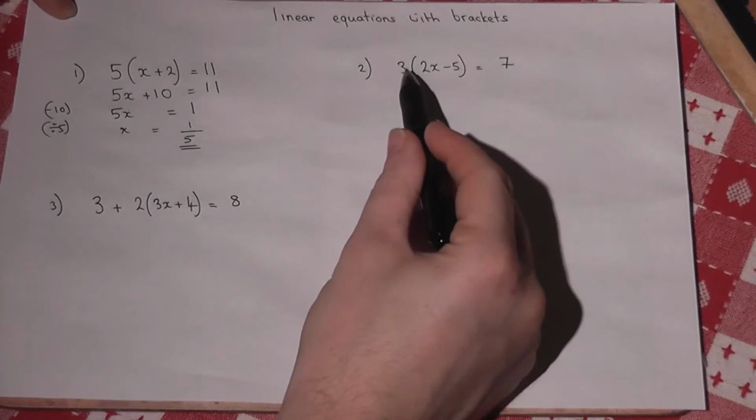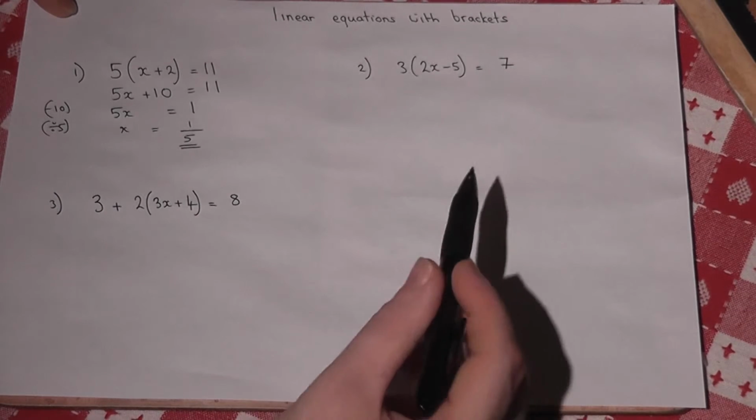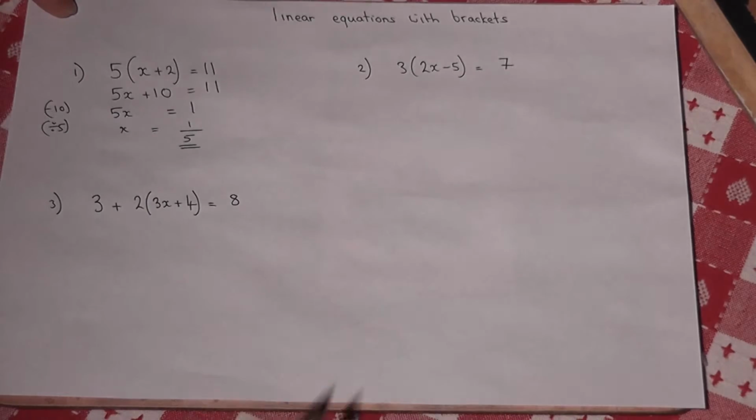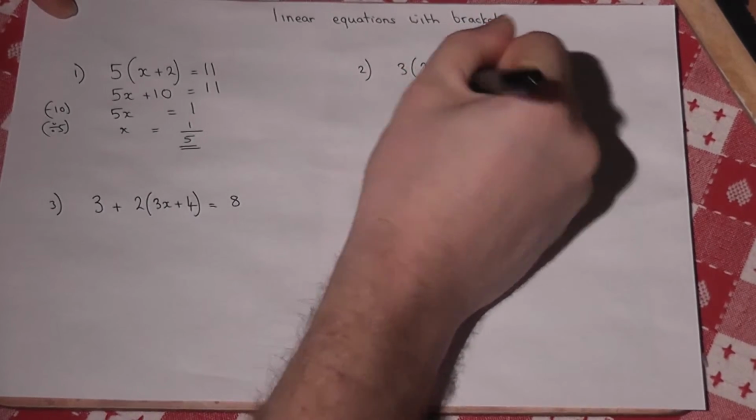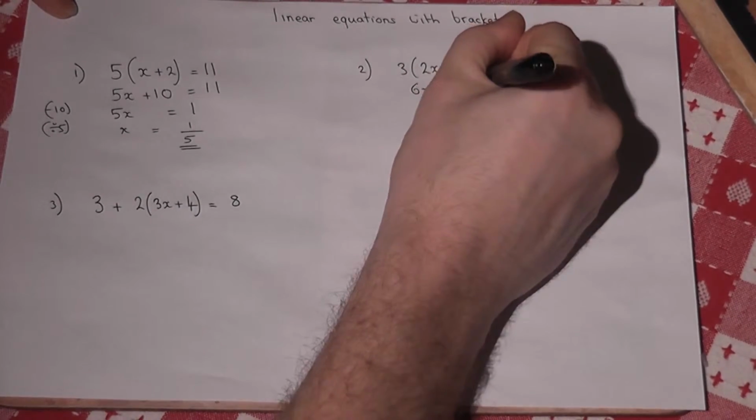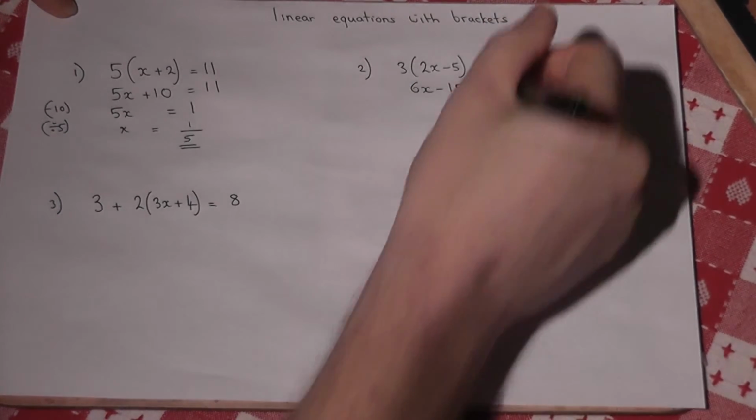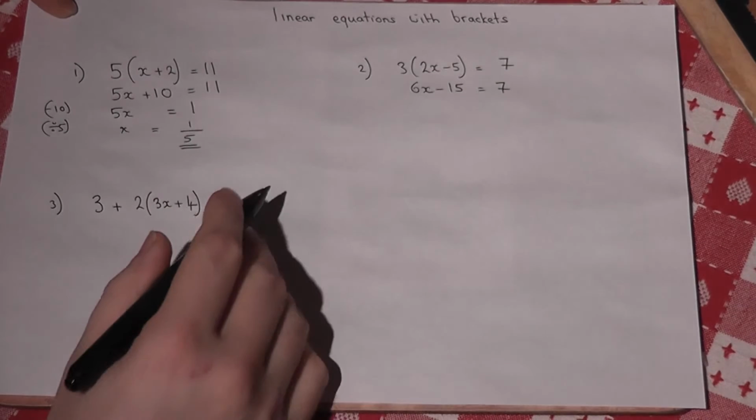The second one, bracket again, so we expand the bracket. I times both things by 3. So 3 times 2x is 6x. 3 times 5 is 15. There's a minus there, so it's minus 15. And that just equals 7.